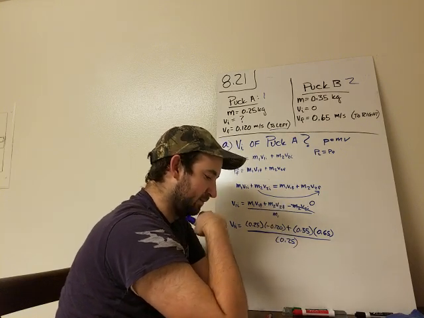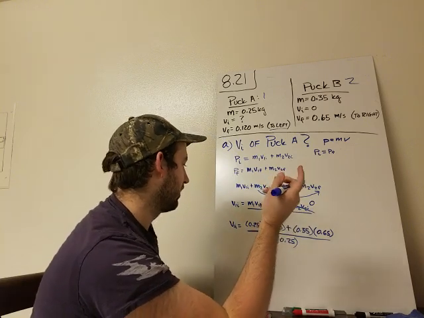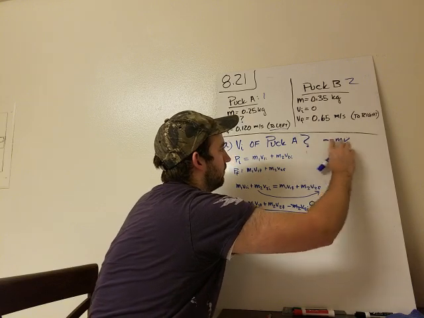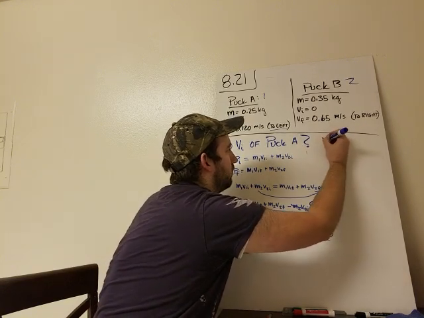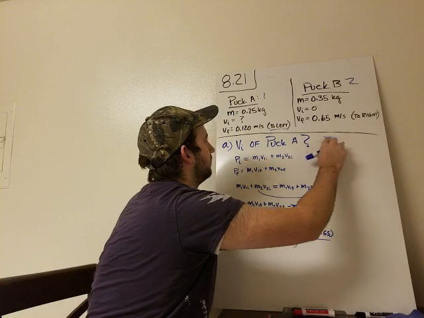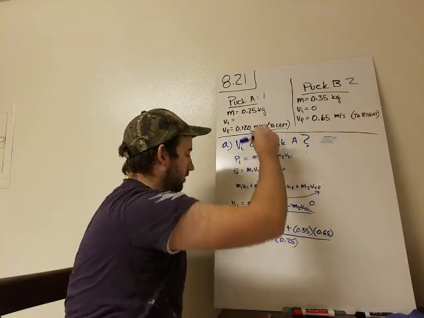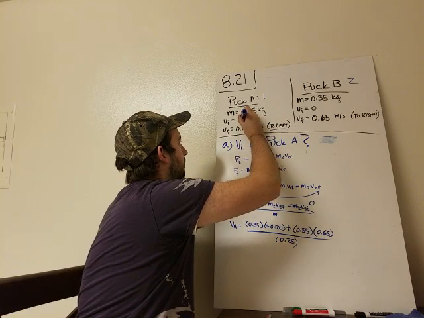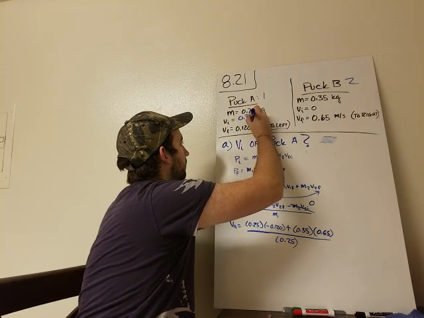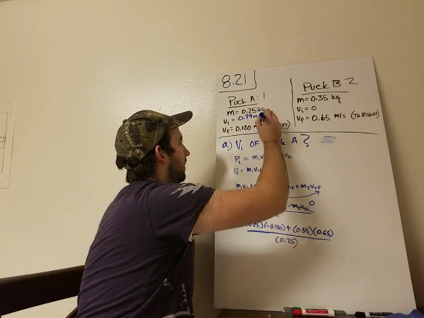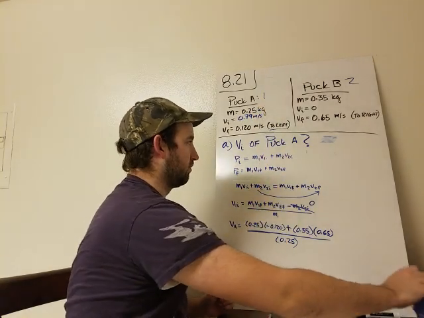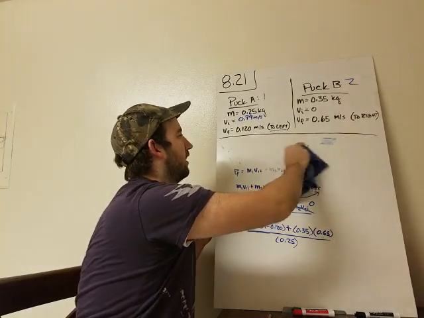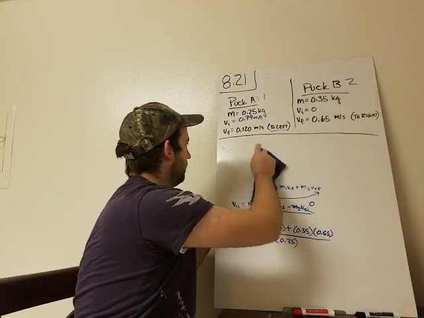0.25. Now we just plug that into our calculator and we end up with V1I, actually I'll just put it right here since we already have a spot for it, is equal to 0.79 meters per second. So that's it for part A. So we found the initial velocity of puck A before that collision.